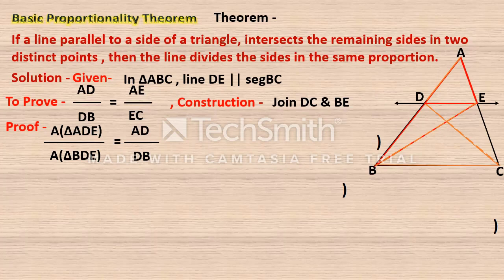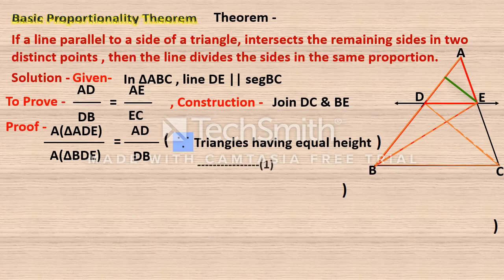Triangles' areas are proportional to their bases when they have equal height. From point E we get equal height, and we write here the reason: triangles having equal height, that height from point E being equal. That is equation 1.